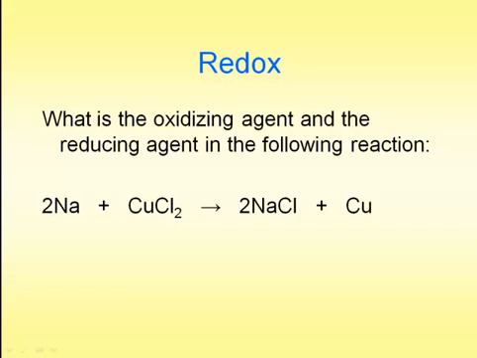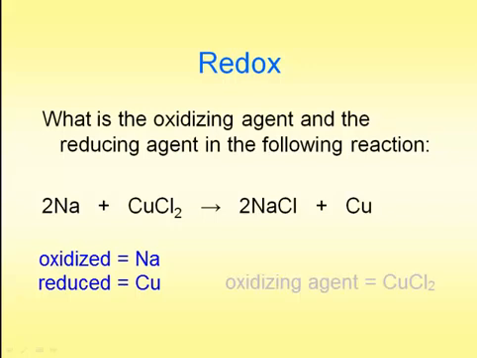In the reaction we looked at earlier, Na was oxidized and Cu was reduced. Our oxidizing agent is the whole reactant that contains the element reduced. Cu was reduced. As a reactant, that is in the compound CuCl2, so the oxidizing agent here is CuCl2, copper(II) chloride. You always answer with the entire reactant when you're naming the oxidizing or the reducing agent. The reducing agent is the reactant that contains the element oxidized. Here, that's Na.